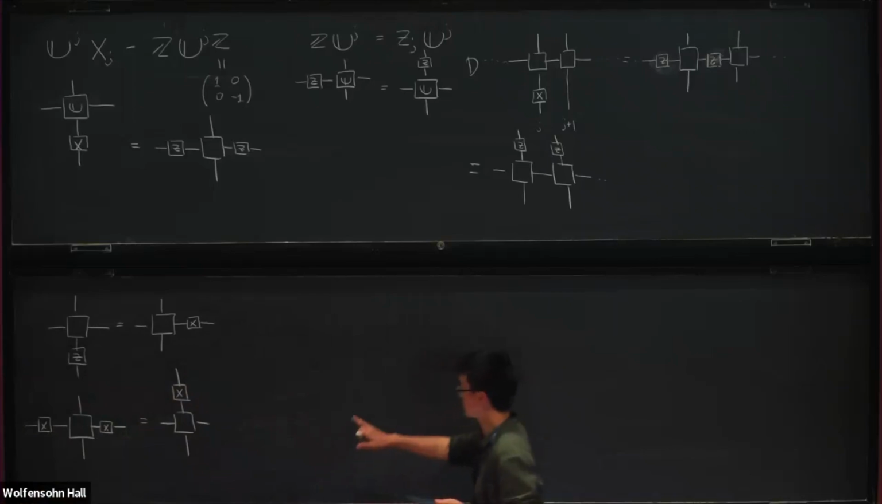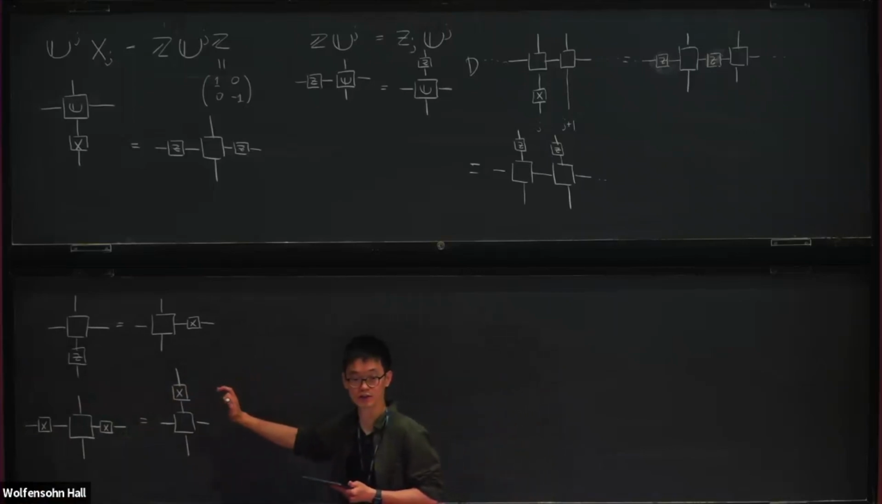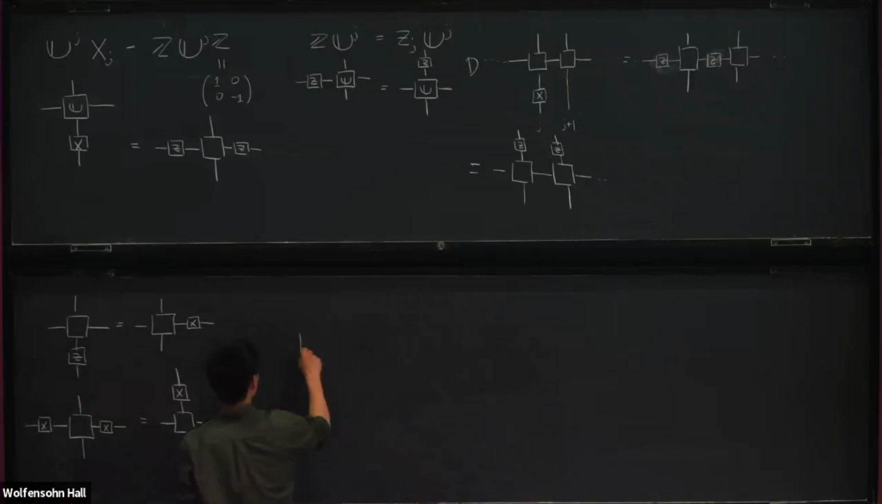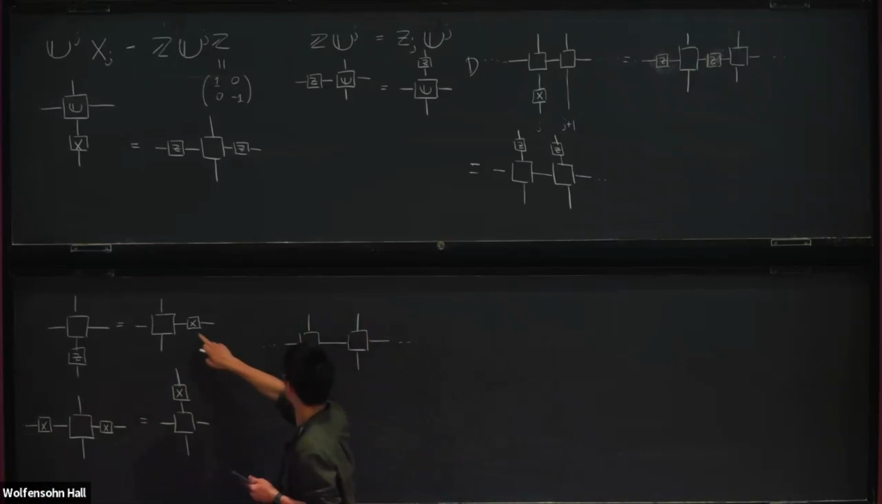And you can see that very explicitly from the MPO presentation. So let's just do that in real time. So you can send in a Z here. And then you get an X.